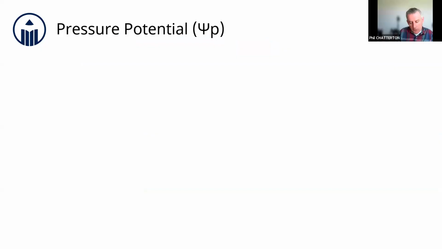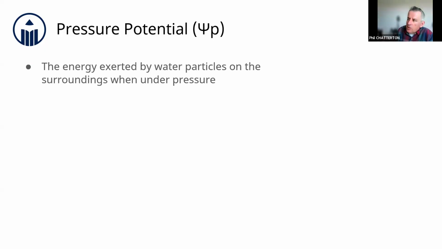Right then, the other part of water potential, having dealt with solute potential, is pressure potential, which is this psi underscore P. Okay, it's hopefully slightly easier to understand. It's the energy exerted by water particles on the surroundings when under pressure. That's essentially a sort of pseudo-physics type of explanation about it.